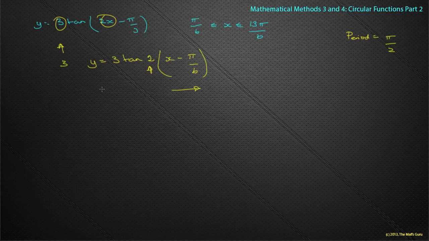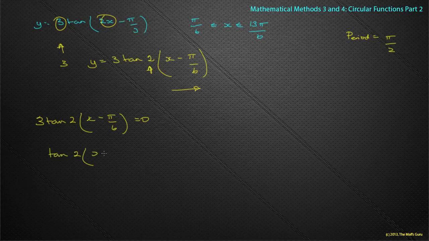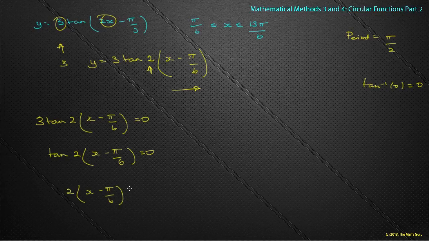So we know that to find the x-intercepts, we just put y equal to 0. So we'd have 3 tan of 2 times x minus pi on 6 equals 0. Well, we divide both sides by 3, which gives tan of 2 times x minus pi on 6 is equal to 0. And so what is the inverse tan of 0? So tan to the minus 1 of 0. Well, it's 0. So I now know that 2x minus pi on 6, first solution is 0.